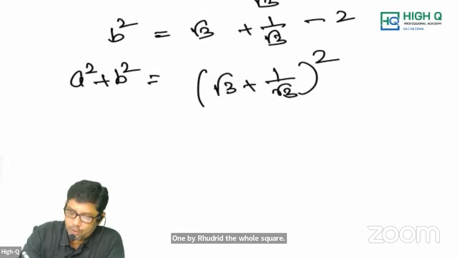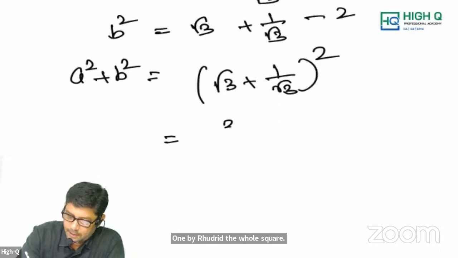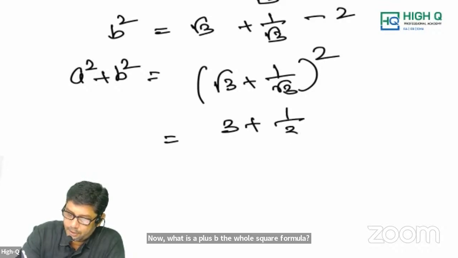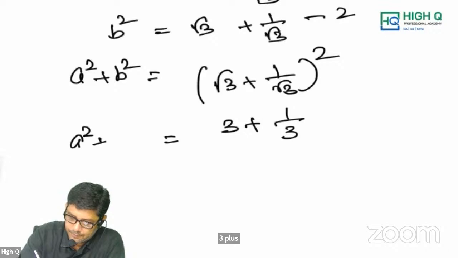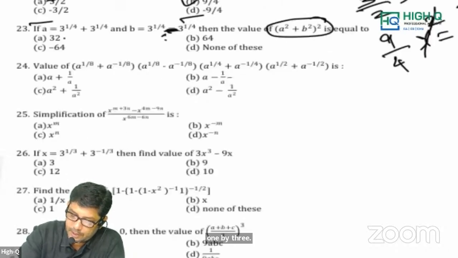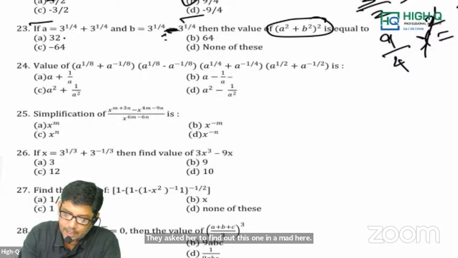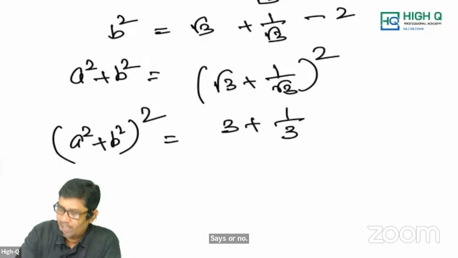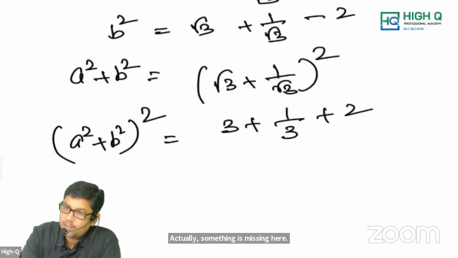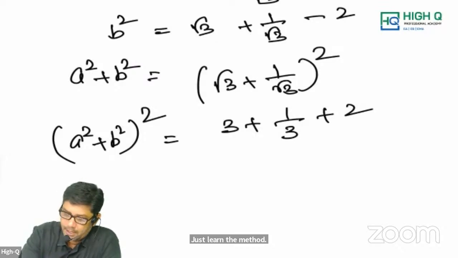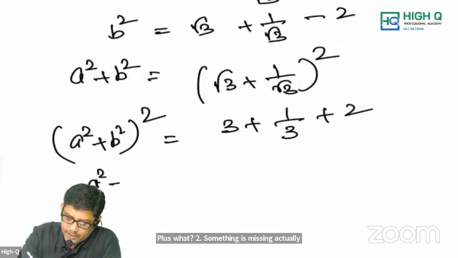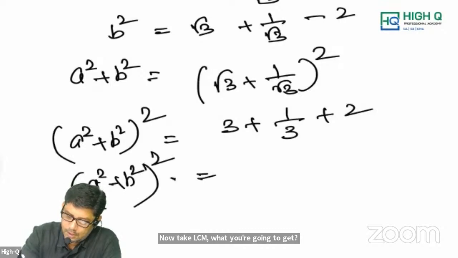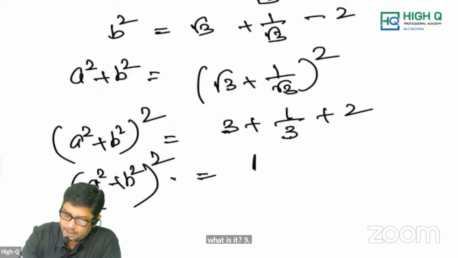Now what is a plus b the whole square formula? 3 plus 1 by 3. They ask you to find out this only, na, my dear? A square plus b square the whole square. Am I right? Say yes or no. Actually, something is missing here. Just learn the method. Plus 2. Something is missing actually. Now take LCM. What you are going to get? A square plus b square, the whole square is equal to 9 plus 1, 10. 10 plus 6, 16 by 3.